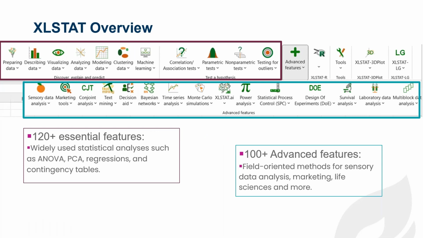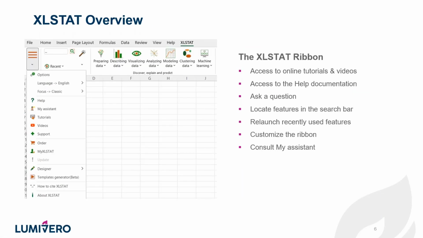So here's how the software looks. We'll jump into the software right after this, to show you in more detail, but we would have this ribbon with all the essential features, and on the right hand side, in this advanced features button, we would have all the advanced features that are industry specific. We also have an XLSTAT menu that enables you to access online tutorials and videos. You can access the help documentation, which is very helpful when you need to understand all the options of the dialog boxes, which I'll show you as well.